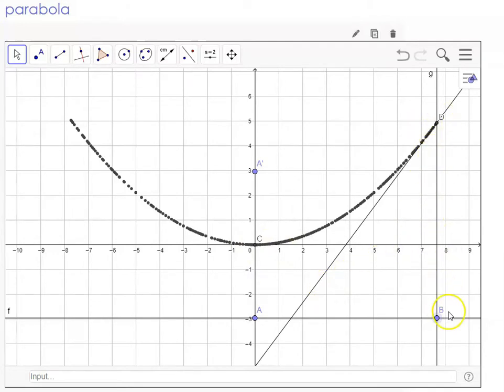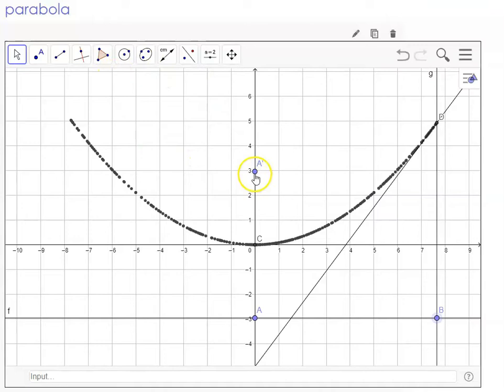We have a line here, BD, which is perpendicular to AB, and then I have a line that goes at point D. As I slide that, you'll see that this line is tangent to each one of these points along that curve, which is kind of interesting. It's tangent. Okay, so let's talk a little bit more about this.